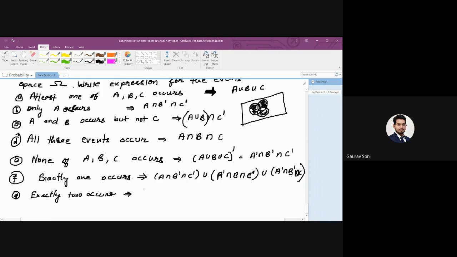Exactly two occur. So A intersection B intersection C complement, union A intersection B complement intersection C, union A complement intersection B intersection C. So in this event, exactly two will occur.